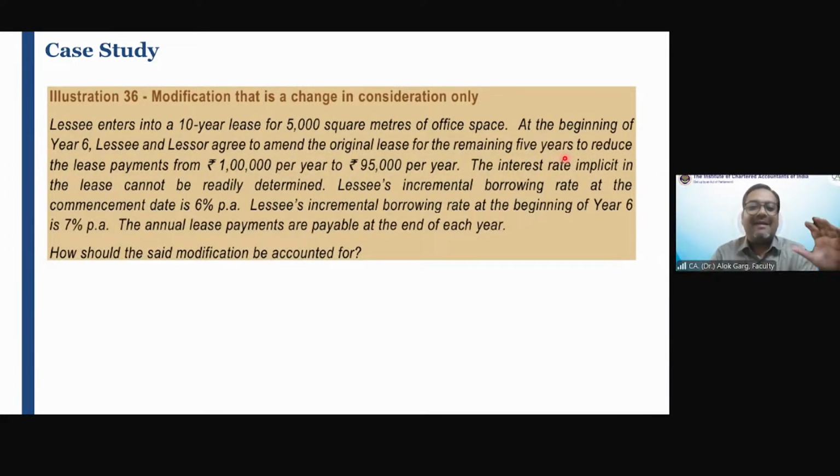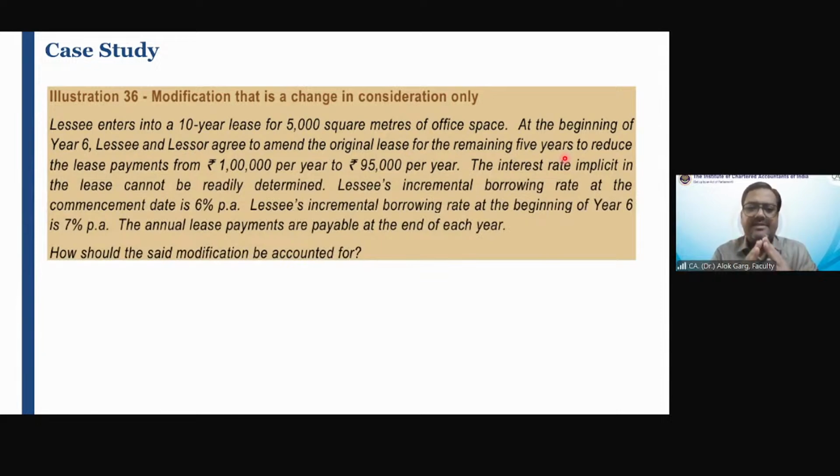When I say carrying value, depreciation has already been considered. The formula for carrying value is cost minus accumulated depreciation. So the differential will go to P&L. Lease liability debit, ROU credit, and the balance to P&L credit. It will go to other income in P&L.